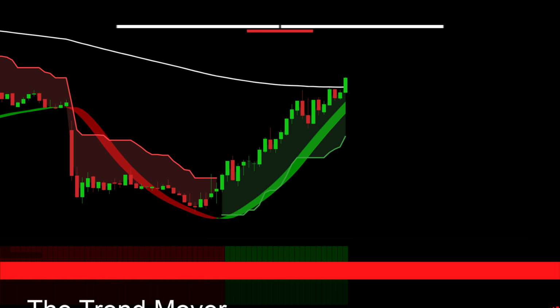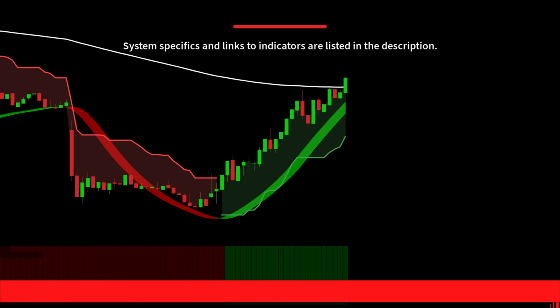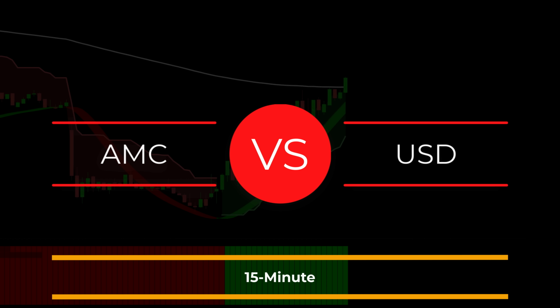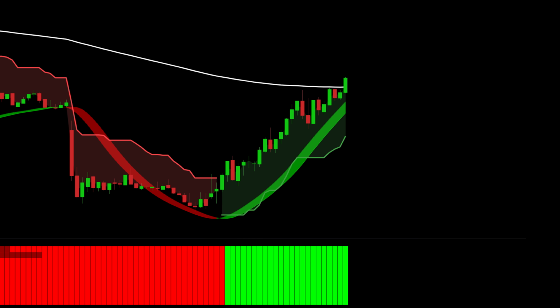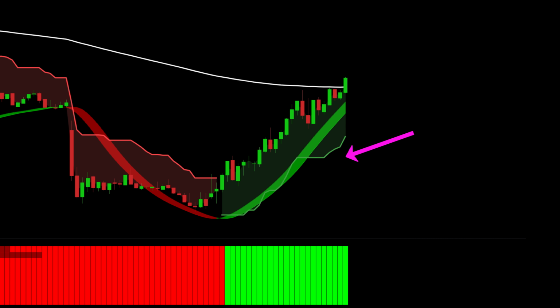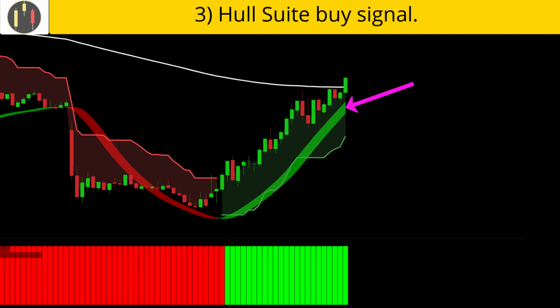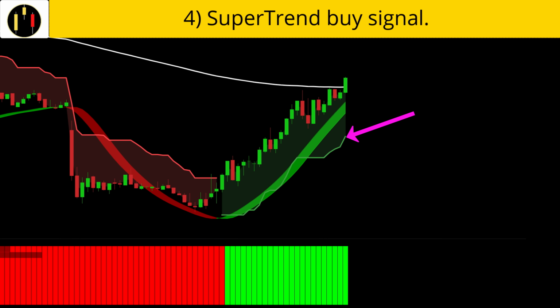Let's go over entry criteria and review some examples. As always, system rules and details are listed in the description below. This chart is AMC Entertainment 15-minute candles. The rules to enter a long on the trend mover are: first, price must be above the 200 EMA in white. Second, the Donchian trend ribbon is green, indicating bullish conditions. Third, the Hull Suite is green, indicating a buy. And finally, the Supertrend must be indicating a bullish trend.